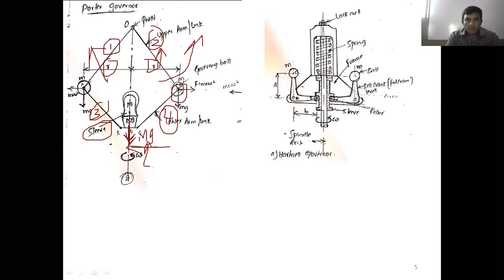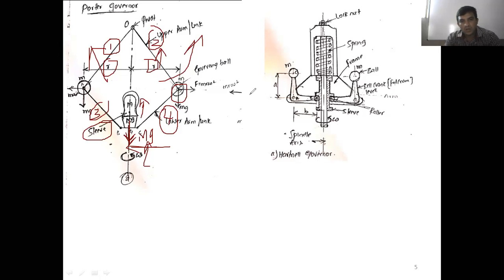Once the speed increases, the governor shaft rotates with angular velocity omega, and the governor ball also rotates and moves radially outward. Once the governor ball moves radially outward, what happens? The lower arm is attached to the sleeve here, so the sleeve moves upward. The movement of the sleeve is connected to where? To the opening and closing of the throttle valve. Once the sleeve moves upward, it closes the throttle valve.